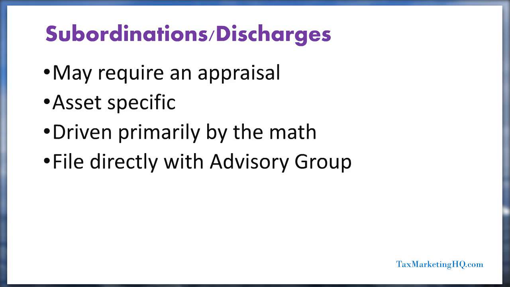Subordinations and discharges are also asset specific. They're very specific to specific pieces of property, specific lending situations. They are not general. The withdrawal process is what you have to go through if you're looking for a general approach to this. And keep in mind that both of these processes are driven primarily by the math. Most advisory group employees that are evaluating this have degrees in finance or accounting, and so they're just crunching the numbers. So it will behoove us and allow us to provide better service for our clients if we're doing that math ahead of time and only submitting things that are likely to actually get through. The math has to support our application.